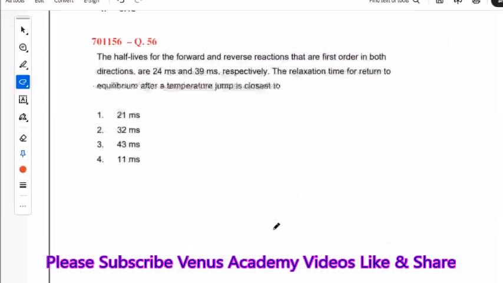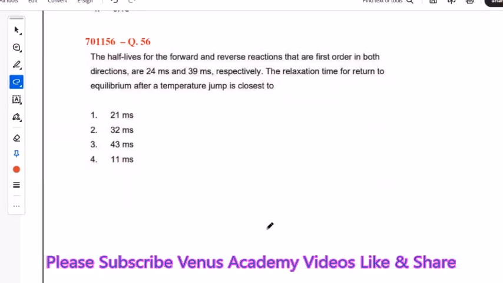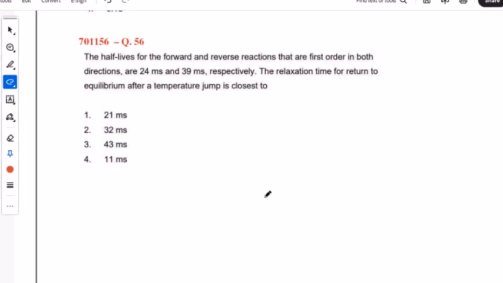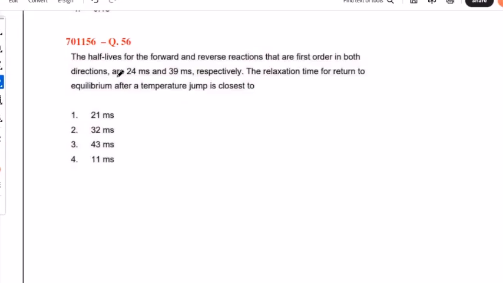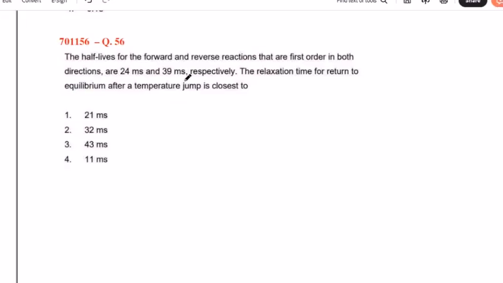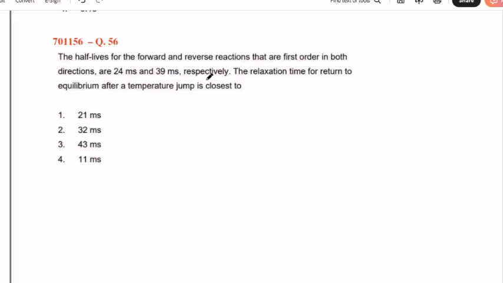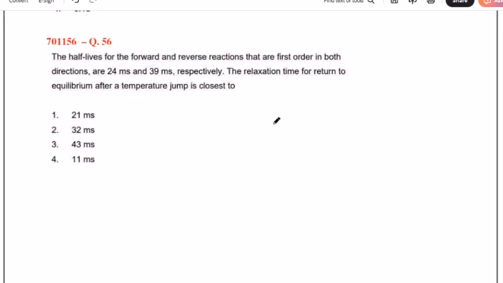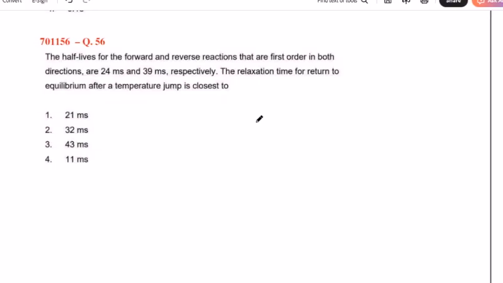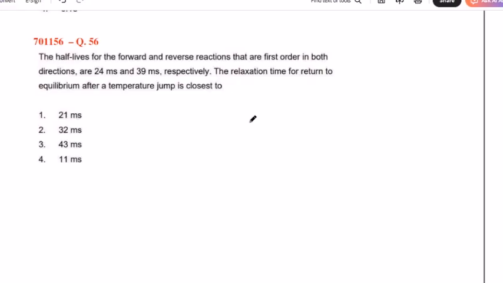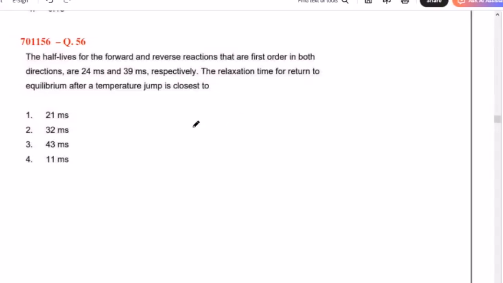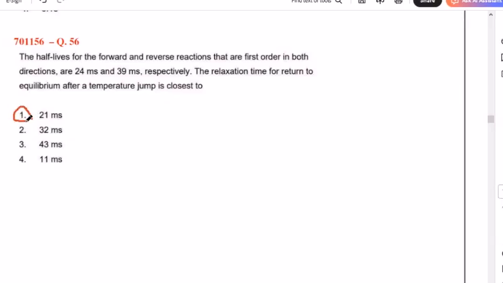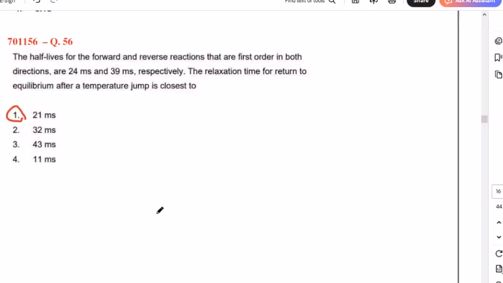Next, question number 56. The half-lives for the forward and reverse reactions that are first order in both directions are 24 ms and 39 ms respectively. The relaxation time for return to equilibrium after a temperature jump is closest to option 1, that is 21 ms. Option number 1 is the correct option, friends.